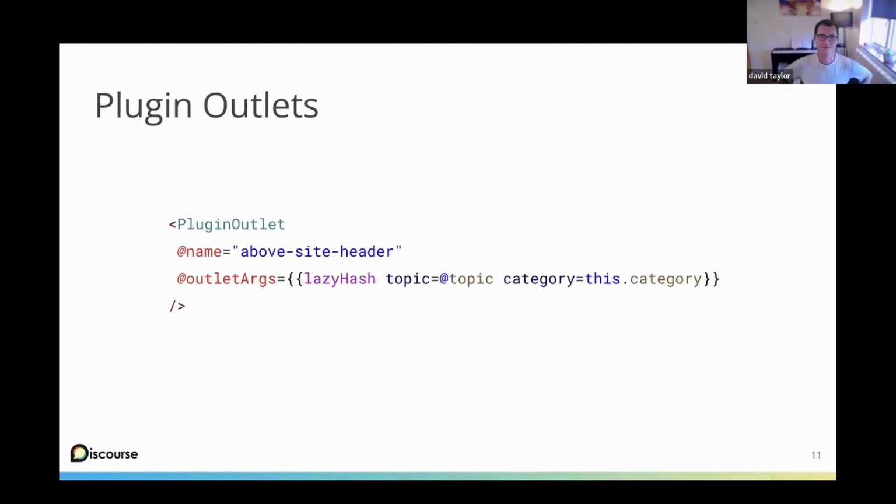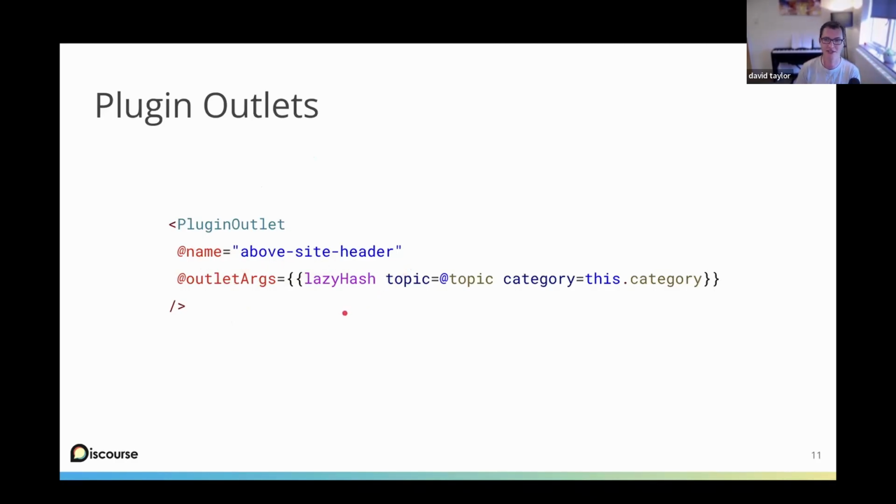So this is a plugin outlet. We have literally hundreds of these sprinkled throughout our templates in Discourse core. Wherever we put these is a spot that themes and plugins can render their own content into. Each plugin outlet, as you can see, gets its own unique name. And then it gets a set of arguments which will be accessible from the theme and plugin. So this one is called above site header.